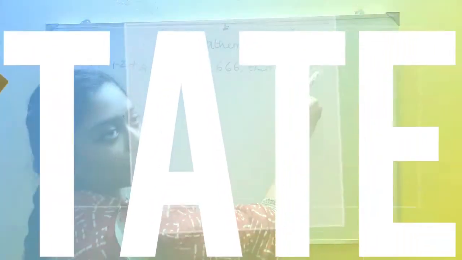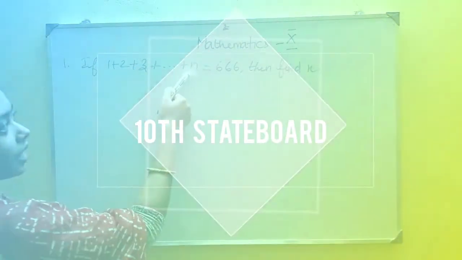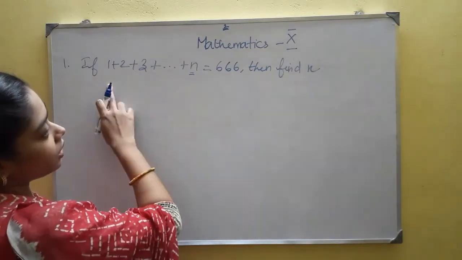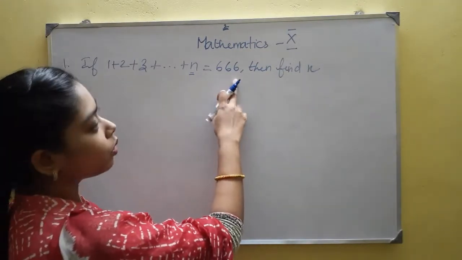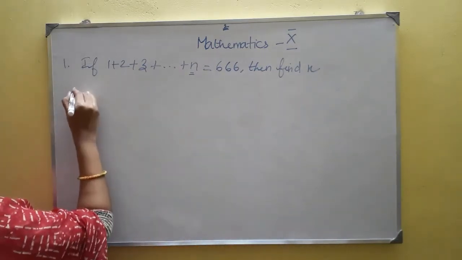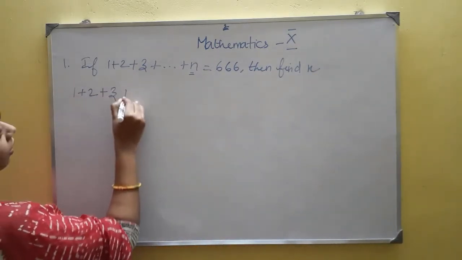To find what is the value of n here. This is the sum of the first n natural numbers. We don't know what number it is, but it is a natural number. This summation is equal to 666. We want to find the value of n. Write the given part.